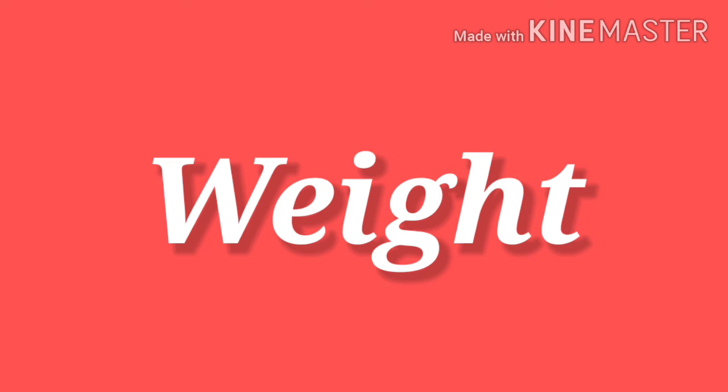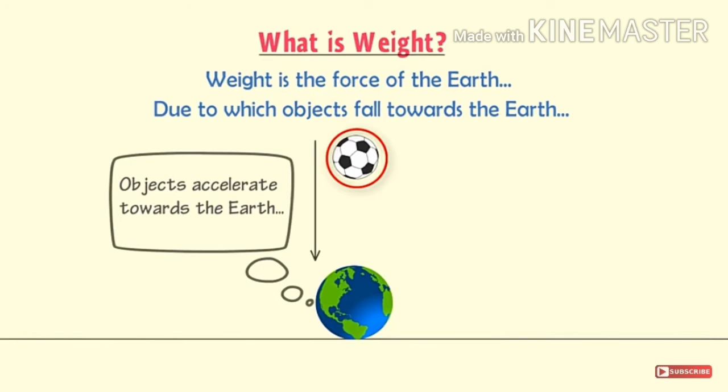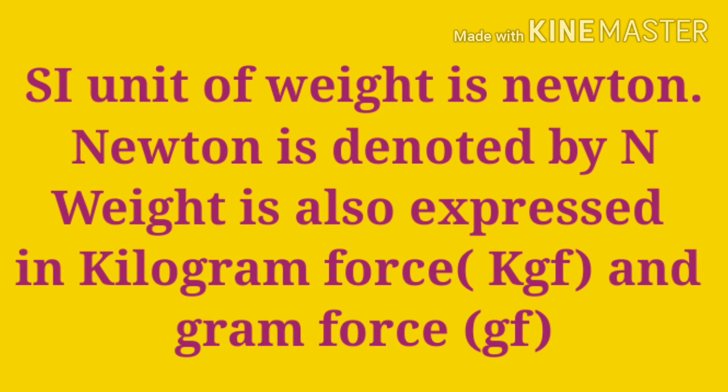Next topic is weight. So what is weight? Weight is the force of the earth due to which objects fall towards the earth, or the force with which it is attracted by the earth towards its center. The SI unit of weight is Newton and Newton is denoted by capital letter N. Weight is also expressed in kilogram force, that is kgf, and gram force, that is gf.